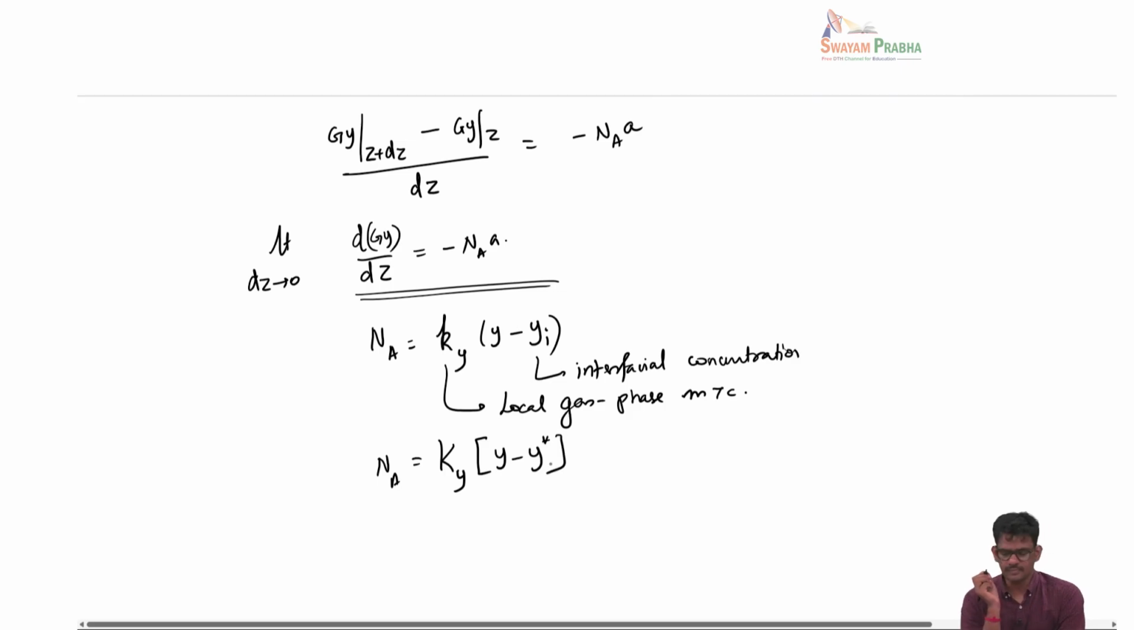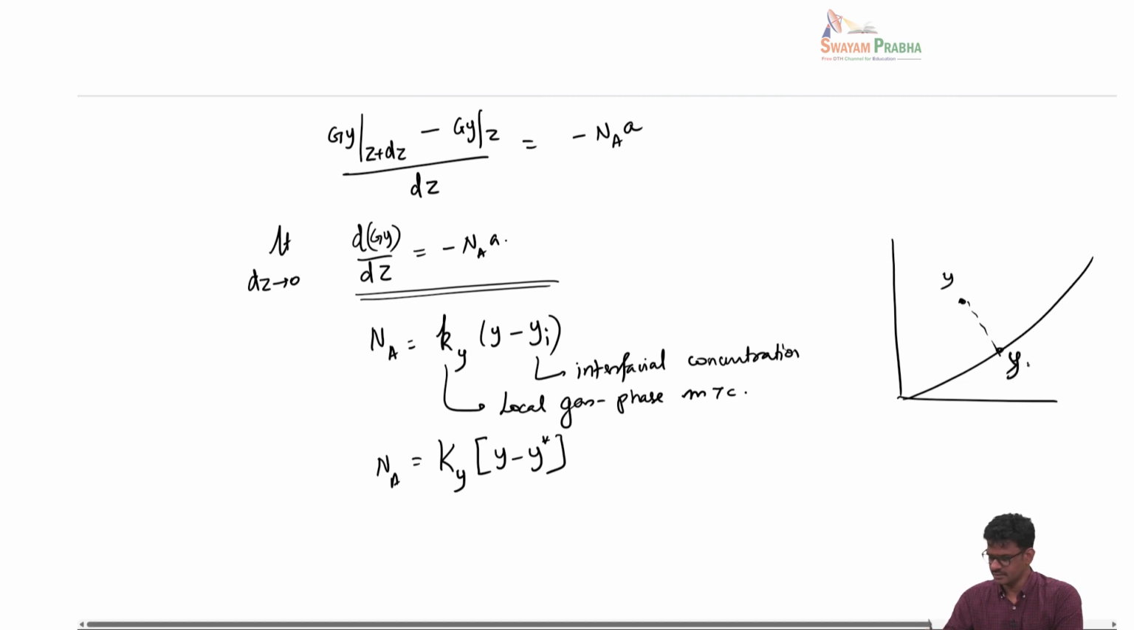For those who find this difficult, what we are talking about here is, Y is here, this is Yi, or we can use the Y star here. When you use this driving force, use the overall coefficient Ky. If you use this driving force, you use the local coefficient.